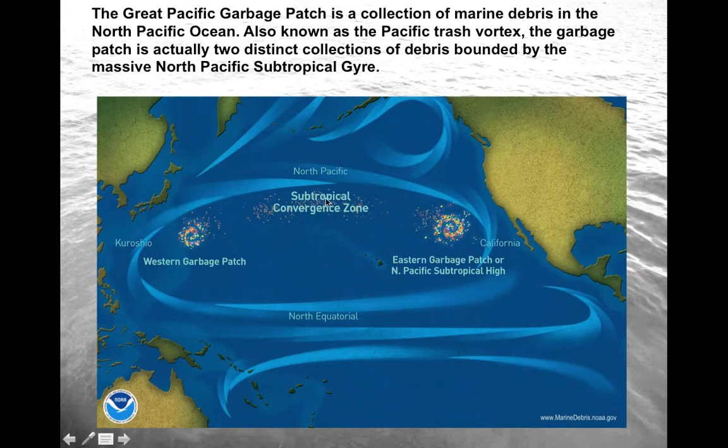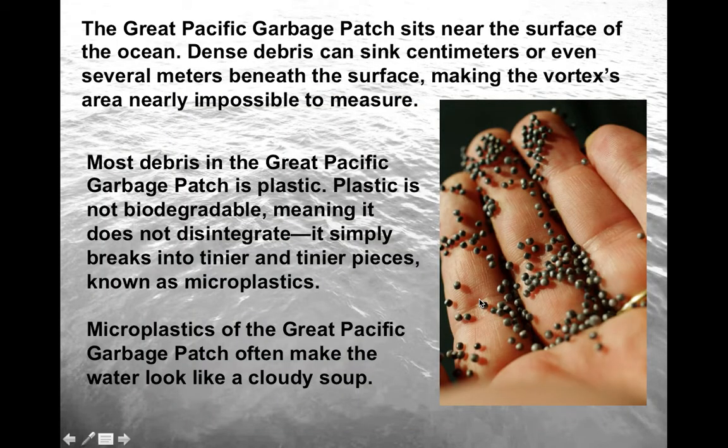So it actually is a problem that's going to be basically in our surrounding water in the Pacific. There are two distinct collections of debris. This one here is the western, and this one here is the eastern, and they're found in this subtropical gyre here called the North Pacific Subtropical Gyre.